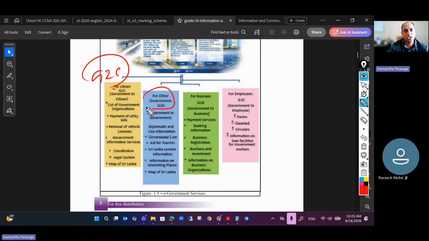What are these G2G? Government to government organization. Let's say I want to talk, let's say I'm a government organization.